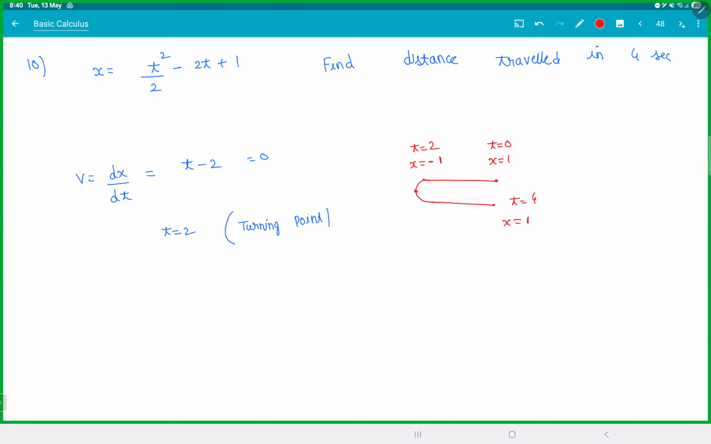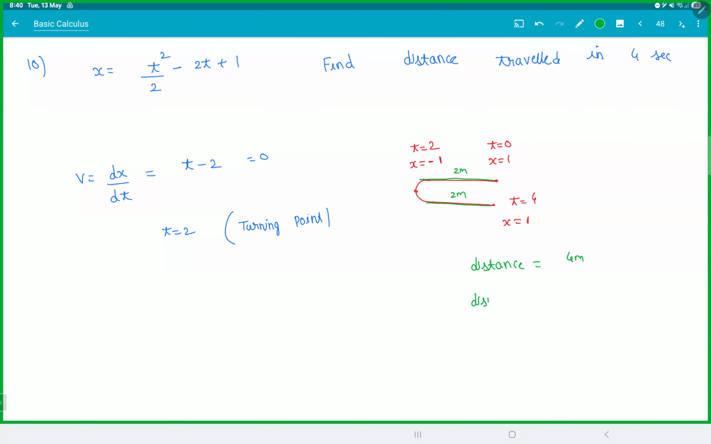Now, if I ask you displacement, what is displacement? You started at 1, you came back to 1. Displacement is 0. But what is the distance traveled? You traveled from 1 to minus 1, that is 2 meters. Then you traveled from minus 1 to plus 1, 2 meters. So what is the distance? 4 meters. Clear with that?